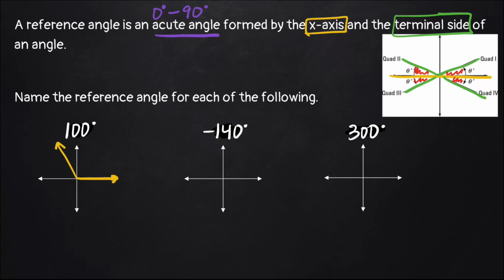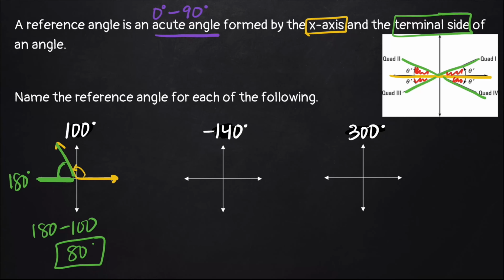So there's 100 degrees. Now, here you have your terminal side. This is your terminal side, and your closest x-axis is here. So I want to know what this angle is. Your closest x-axis is at 180, so if I take 180 minus 100, that would be 80 degrees. So I have a reference angle of 80 degrees.